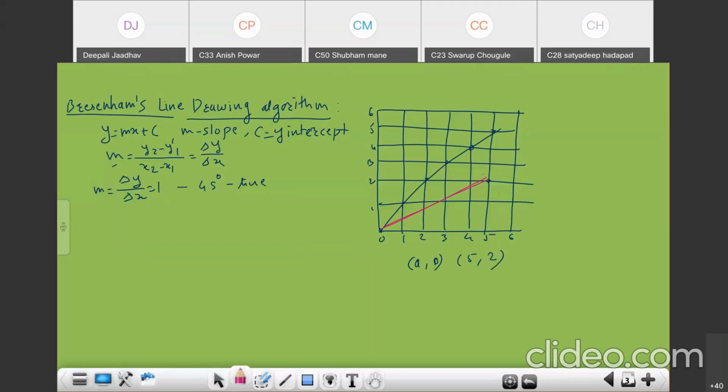In that case, what is the value of m? Calculate (y2 - y1) / (x2 - x1): (2 - 0) / (5 - 0) = 2/5. Correct? So is it greater than 1, less than 1, or equal to 1? It is less than 1. So when this slope is less than 1, the angle is less than 45 degrees. Correct? When the slope of the line is less than 1, the angle is less than 45 degrees.